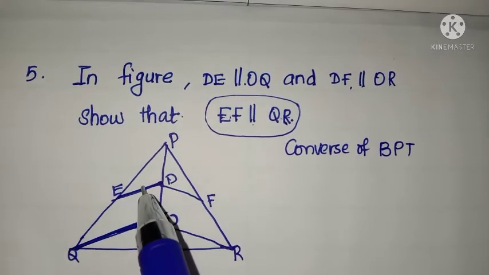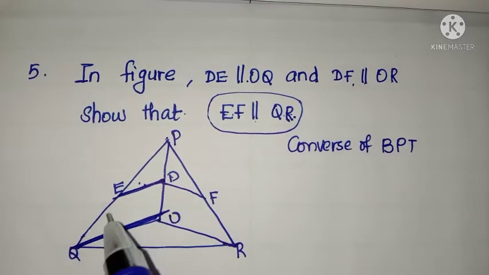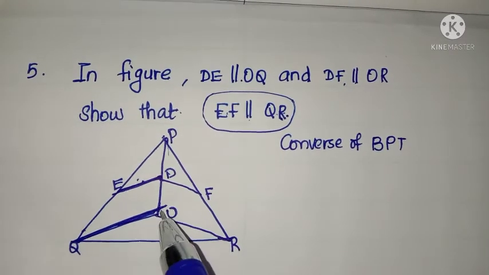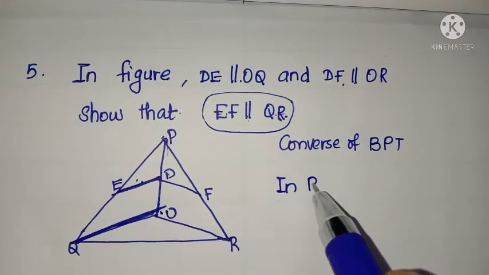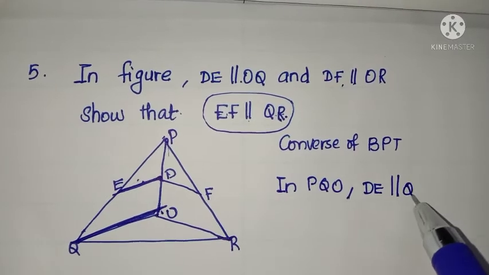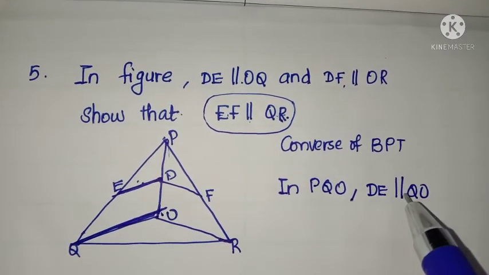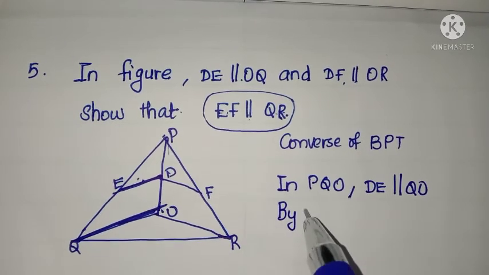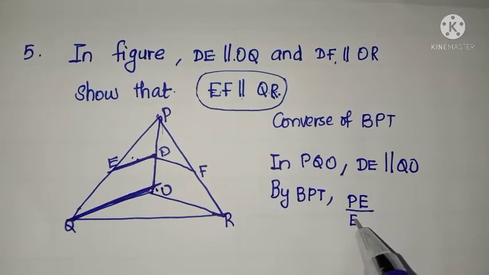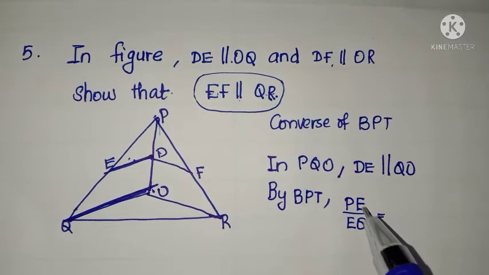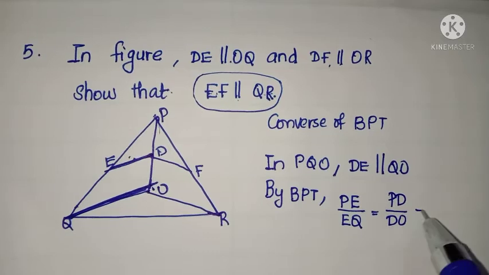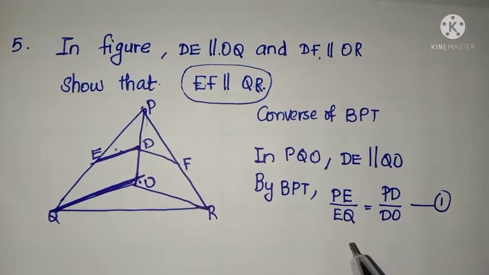Listen children, these two parallel lines lie in the triangle PQO. Isn't it? You can see in triangle PQO, DE is parallel to QO. So by basic proportionality theorem, the ratio of PE and EQ is equal to PD and DO. Put it as equation number 1.